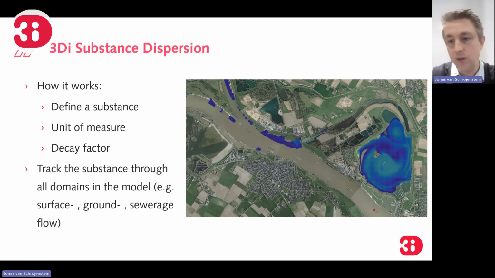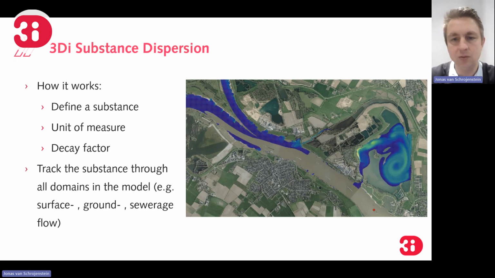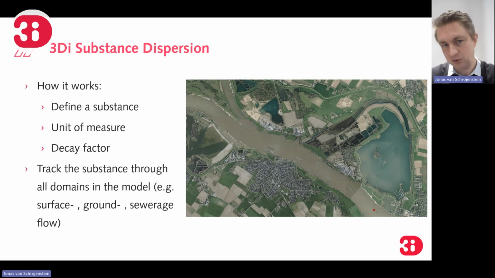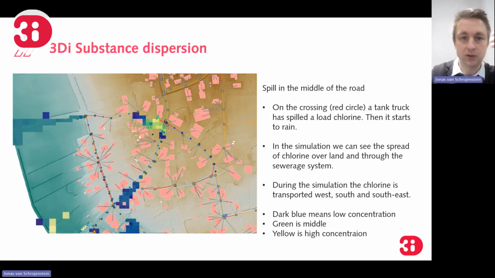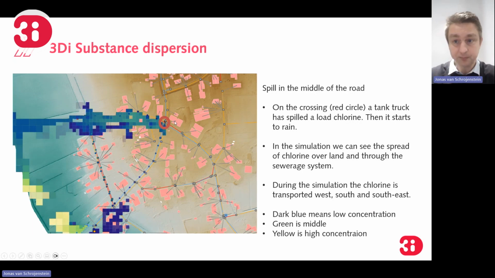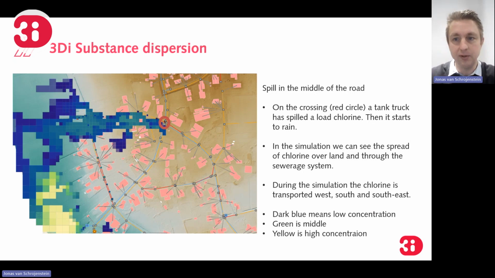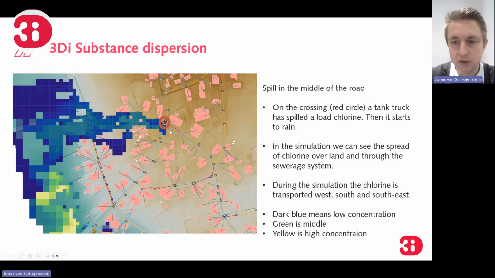So in this case, we have a river, including the bathymetry, a small part of the River Rhine that we're looking at. But we can also include more complex situations. So, for example, you have a sewage network, like here. There's a spill in the middle of the road. For example, here on the crossing, the red circle, a tank truck has spilled a load of chlorine, and then it starts to rain. Okay, what does happen? And in the simulation, we can see the spread of chlorine over land and also through the sewage system.